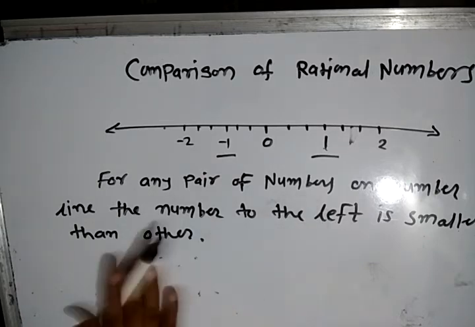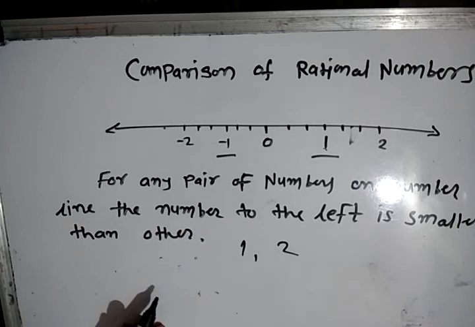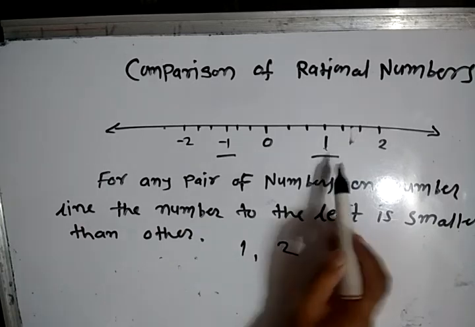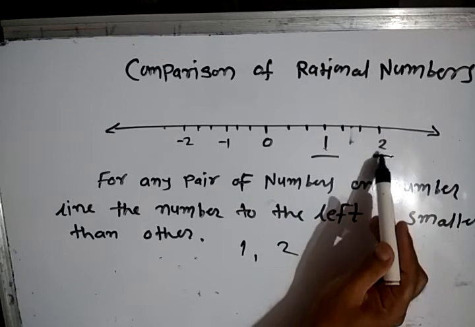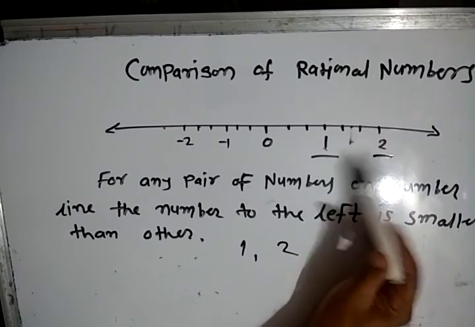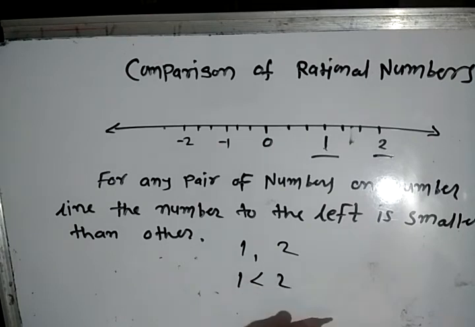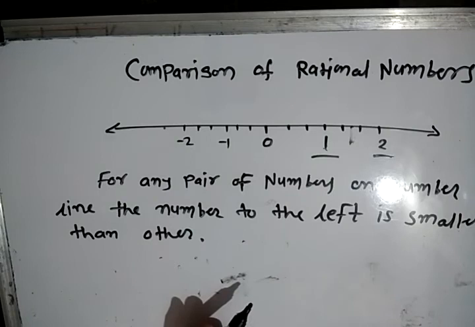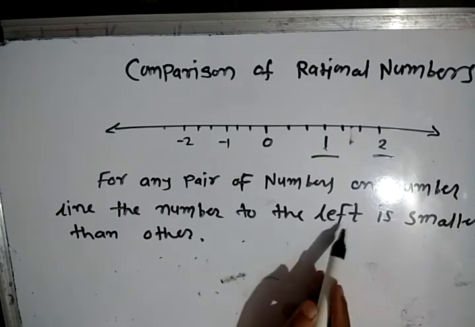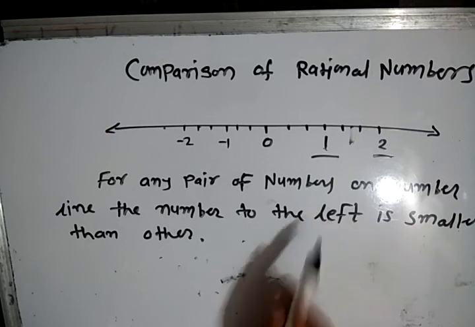Another example, suppose 1 and 2, these are the two numbers. Here is the location of 1 and here the location of 2. Then 1 is at the left, therefore 1 is less than 2. Similarly, we can use the same property for the rational numbers.